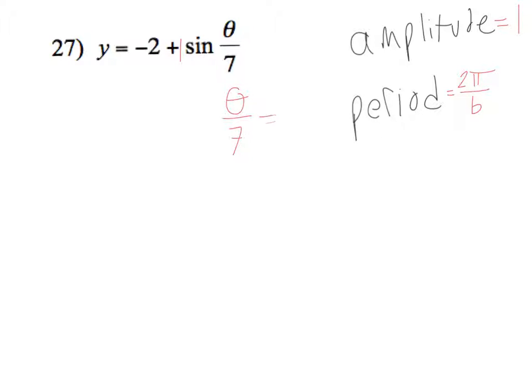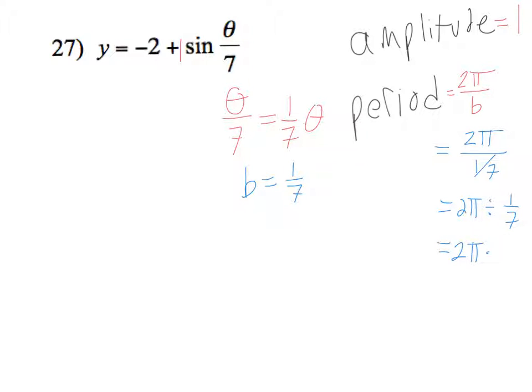So that is the same as 1/7 theta. That means that b is 1/7. That was kind of sneaky. So the period would be 2 pi divided by 1/7. And we can do some fractions here. So 2 pi divided by 1/7, or 2 pi times 7 over 1, which is 14 pi.